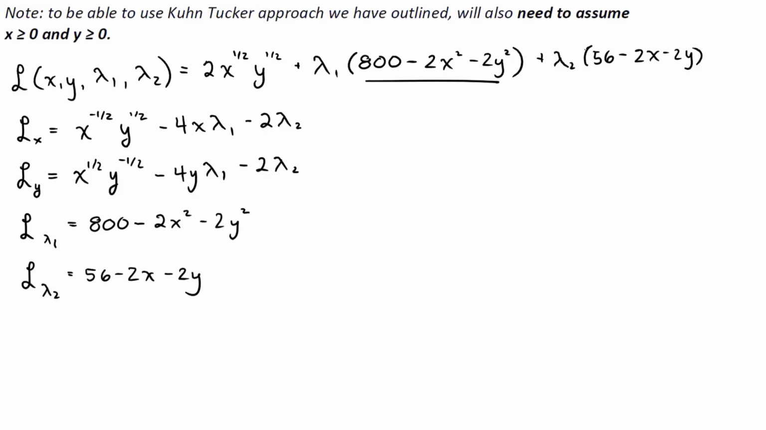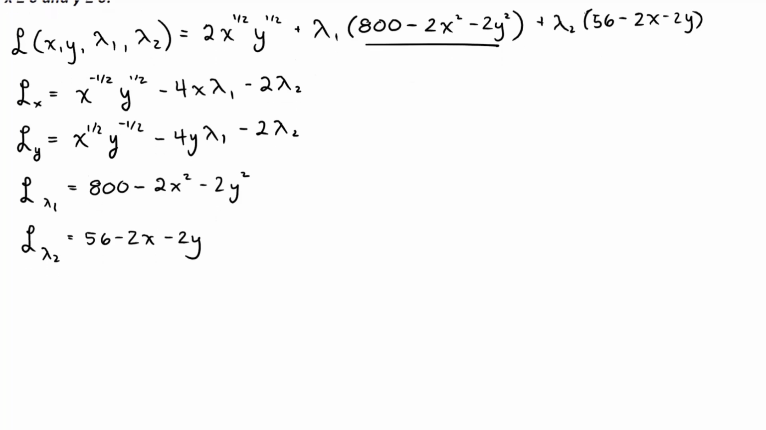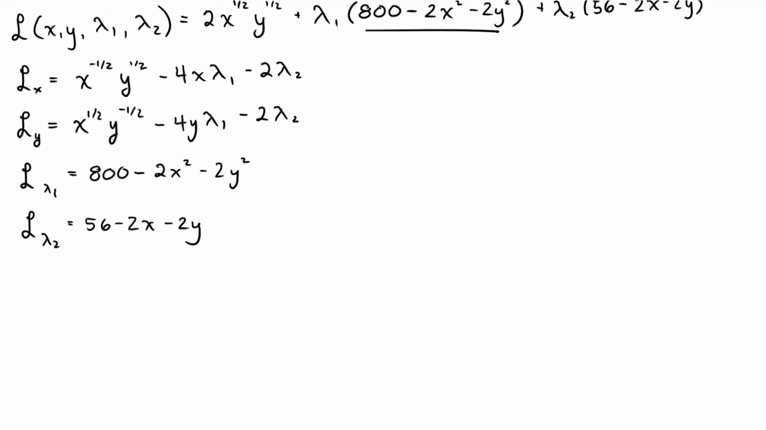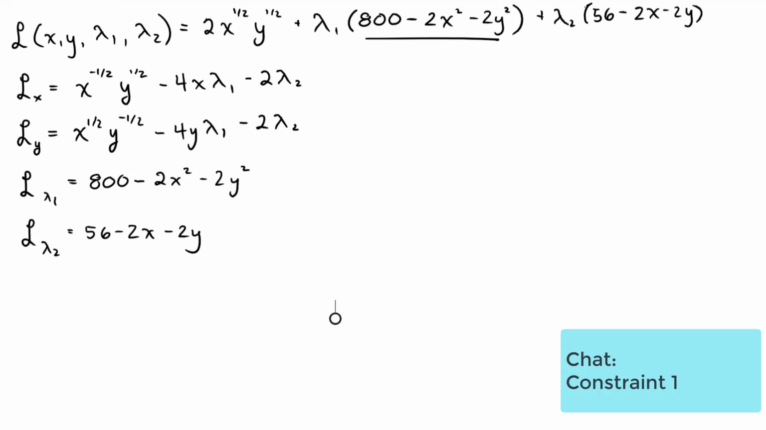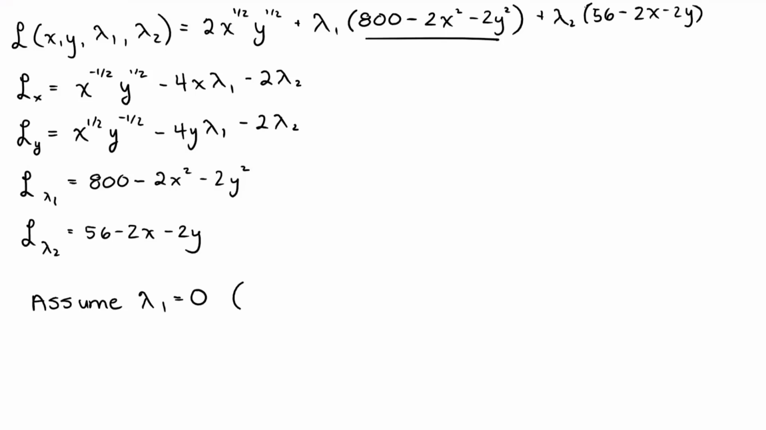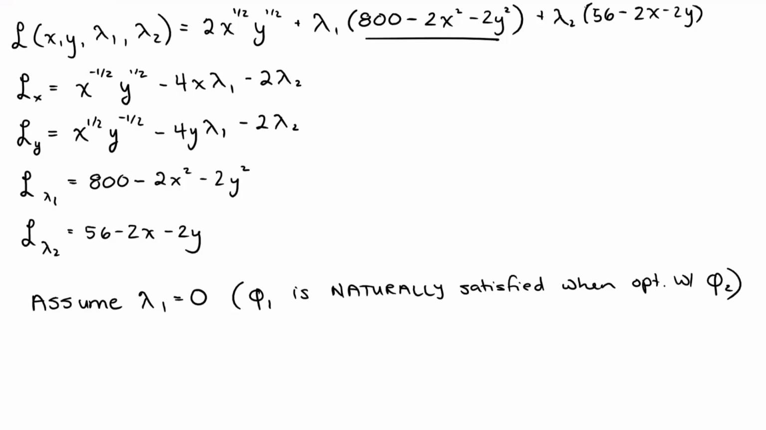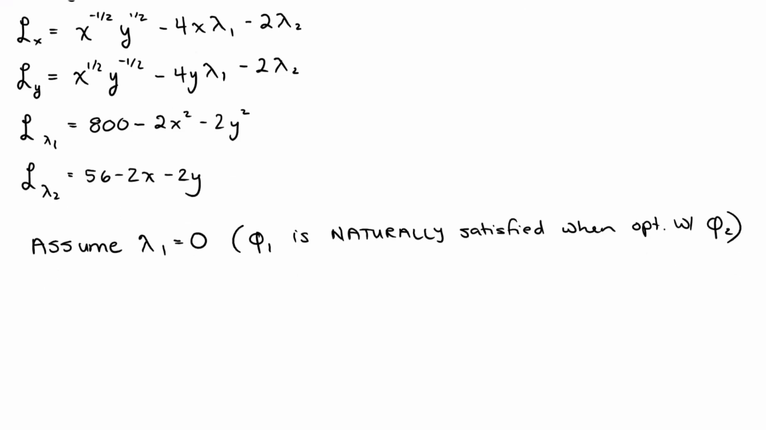So now I'm going to start doing the Kuhn-Tucker approach, where I assume one of the constraints is naturally binding. So which constraint do you want to assume is naturally binding first? So we're going to assume that lambda 1 is equal to 0. In other words, that constraint 1 is naturally satisfied when we optimize with constraint 2. Okay, so if that's the case, then my lambda 1s are going to be 0. So this will be 0, this will be 0, and this would be non-existent.